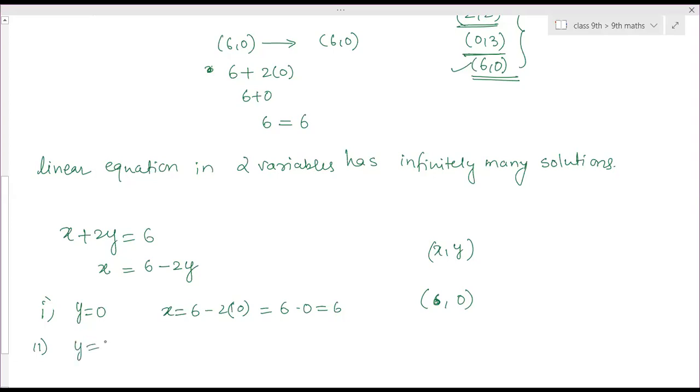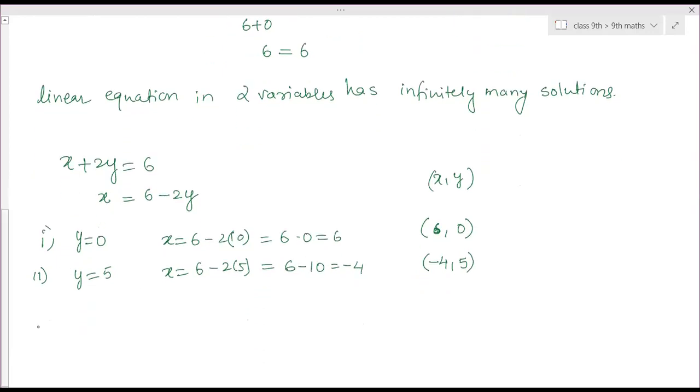Ma'am, 5. We can take 5, okay. So x is equal to 6 minus 2 into 5. So what I got? 6 minus 10. So the answer is minus 4. So what is the solution? Minus 4 comma 5. It's clear? Yes, ma'am.